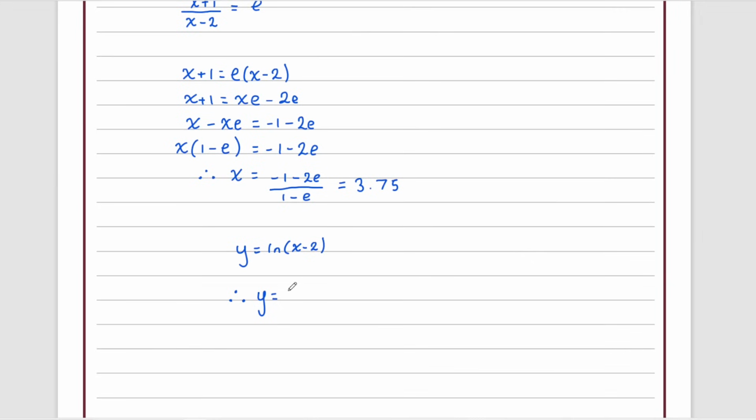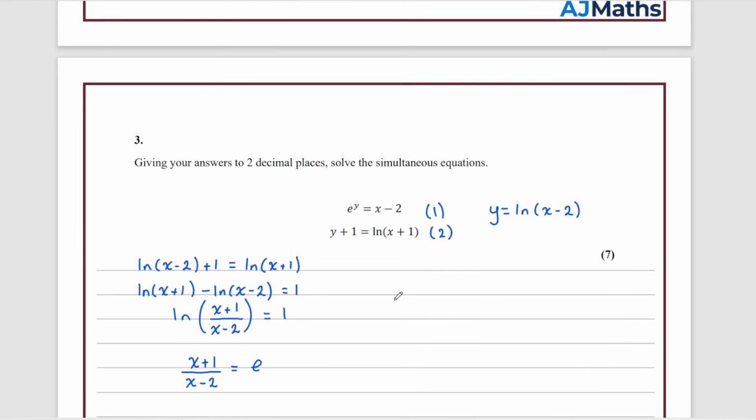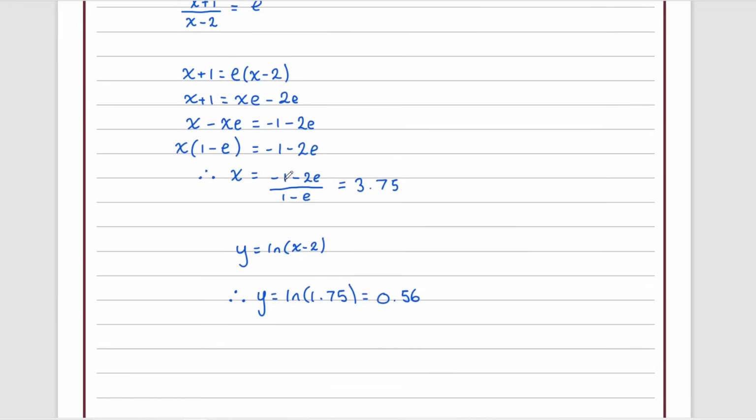is equal to the natural logarithm of 3.75 minus 2. So we get ln 1.75. Just put this into your calculator here, and what you should find for y is we get 0.56. Again, just make sure you give your answer to 2 decimal places, like the question asked for. We give x to 2 decimal places, and the same is true for y. Okay, but there we have it. It's the solution there to question 3.